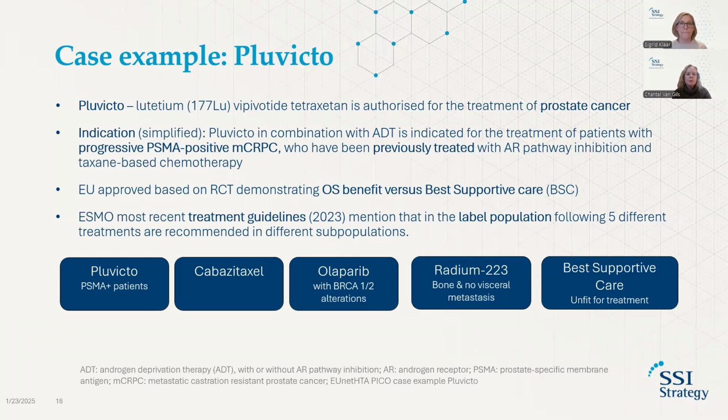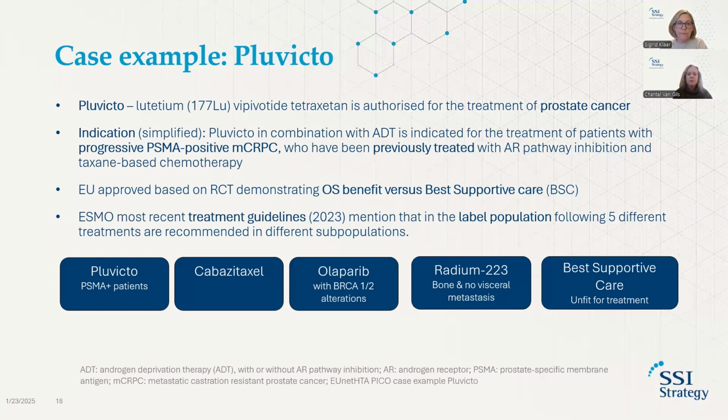And the EU approved this treatment based on a randomized controlled trial, solid evidence, demonstrating overall survival benefit versus best supportive care. Best supportive care was the comparator. And if you look at the current treatment guidelines from the ESMO, they do mention that in this particular label population, where this treatment is being placed as per label, we see actually 5 different treatments that are recommended in different subpopulations.